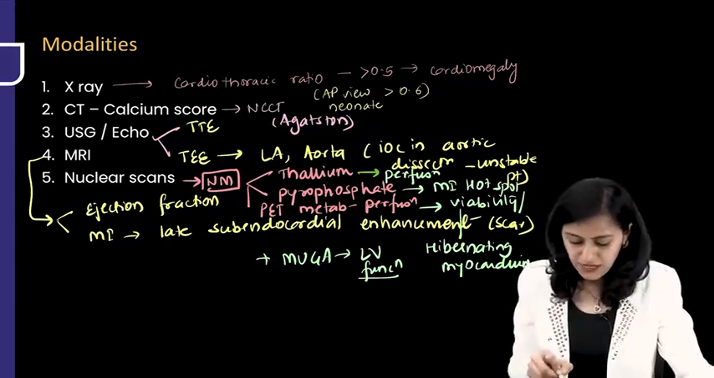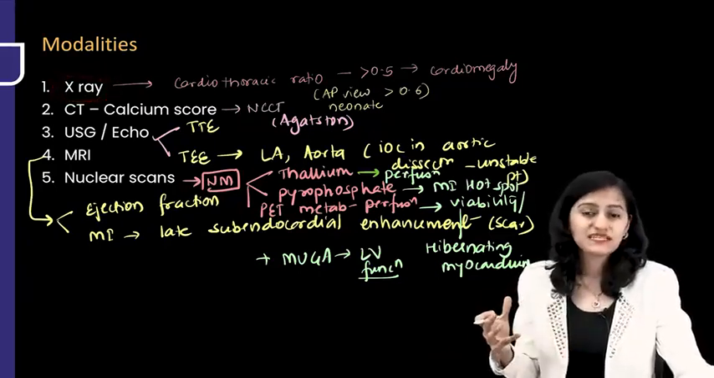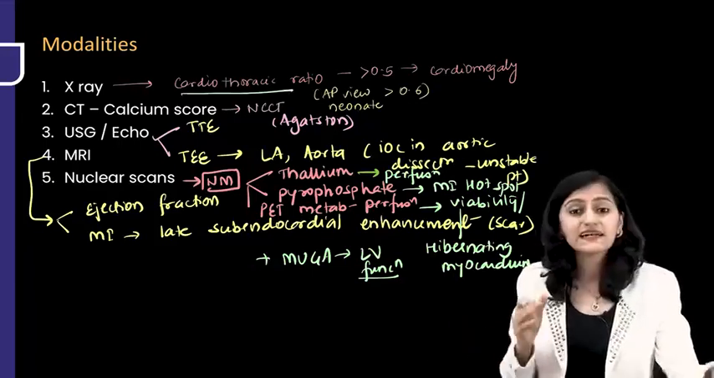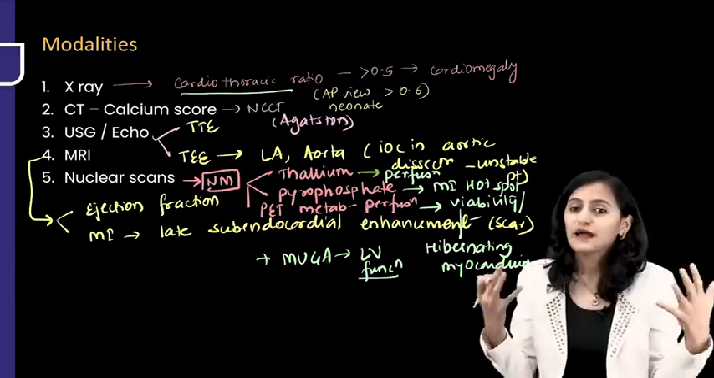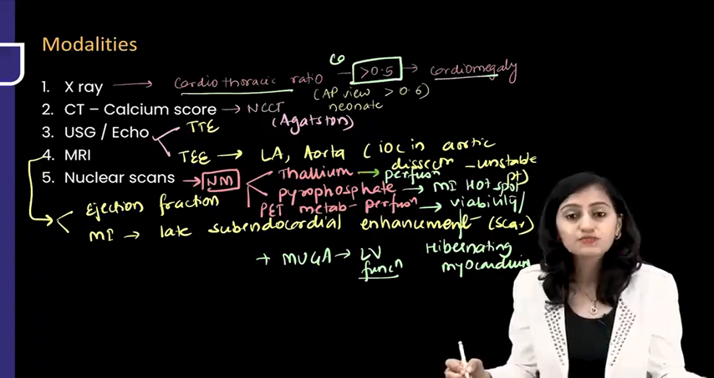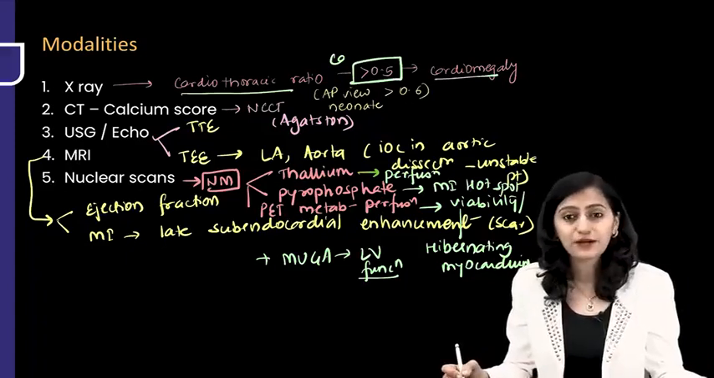For imaging of the heart, we have X-ray, the chest X-ray, the preliminary investigation, which helps in calculating the cardiothoracic ratio and which helps us in identifying cardiomegaly. So if the CT ratio is more than 0.5, then it is cardiomegaly.